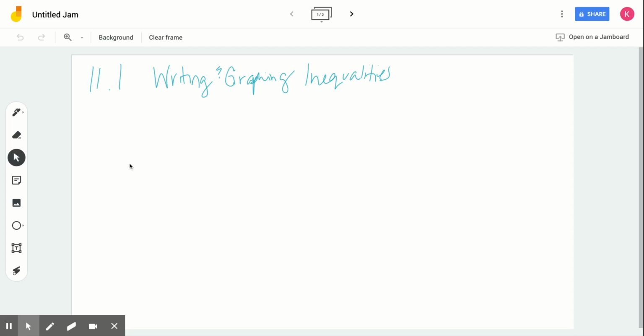Today we're going to be talking about Chapter 11, Lesson 1 on writing and graphing inequalities. If you're looking at your guided notes packet at the top of the first page for 11.1, it says an inequality is a mathematical sentence that compares expressions. It contains the symbols less than, greater than, less than or equal to, or greater than or equal to.